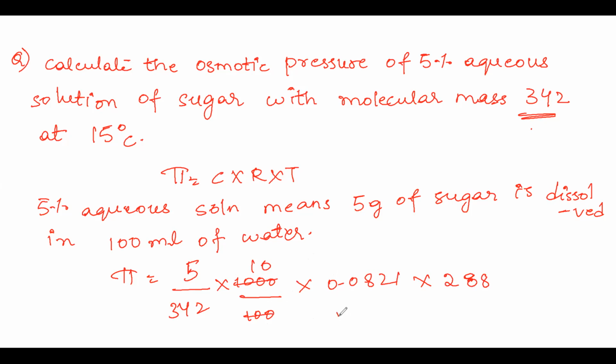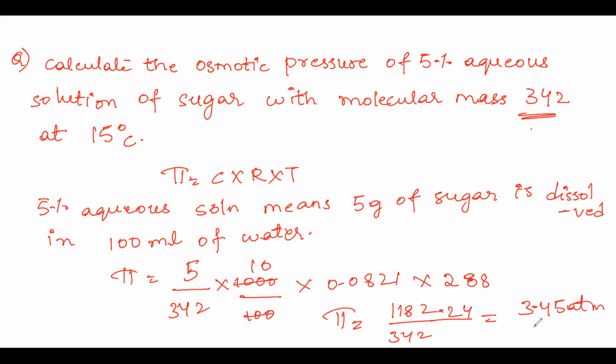Now let us see the calculation part. So 5 into 10, 50. So 50 into 0.0821 into 288 is equal to 1182. The numerator part is 1182.24, divided by 342, which comes to around 3.45 atmospheres. So this is the answer.